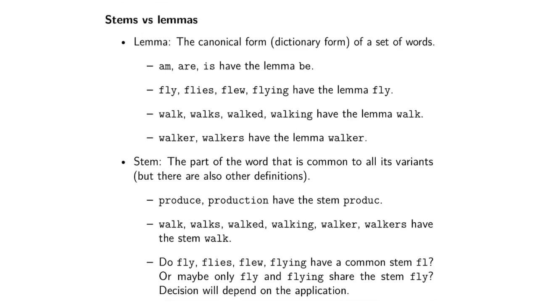A few more terms that I want you to know about are stems and lemmas. A lemma is the canonical form, or the dictionary form, of a word. So am, are, is have the lemma be. If you look up am, are, is in the Oxford English Dictionary, it will all point to be, and it will tell you that these are the different forms of the word be. So it's like the dictionary form.